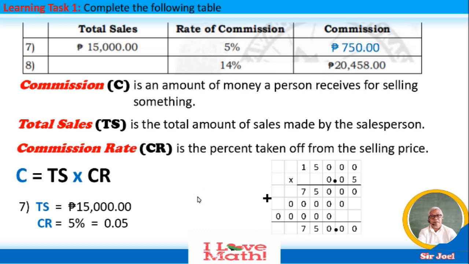pesos. Ibig sabihin, kung ang total sales ay 15,000 at bibigyan ka ng, let's say, 5% commission, ang kikitain mo ay 750 pesos. So, that is our answer sa problem number 7.